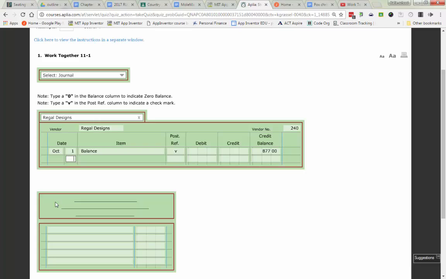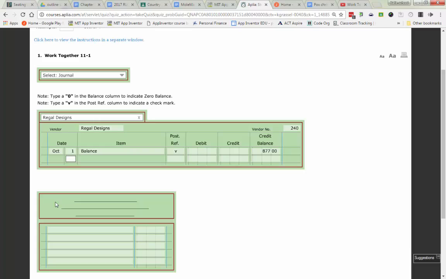We have 5 journals: purchases, sales, general, cash receipts, and cash payments. You have to post them in the right order. If you don't, you're going to end up with an accounts payable account that would have a debit balance. So for example, if I posted cash payments before purchases, I would be paying Regal Design before I actually had it put in the books that I owe them.